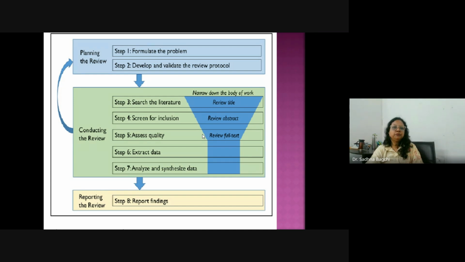In the proposal writing, there are three phases. First is the planning, second is conducting the review, and third is reporting the review. So in the planning phase, you have to formulate the problem, then develop and validate the review protocol. Review protocols means how your project is innovative, and what is the basis on which you are saying that this is happening.